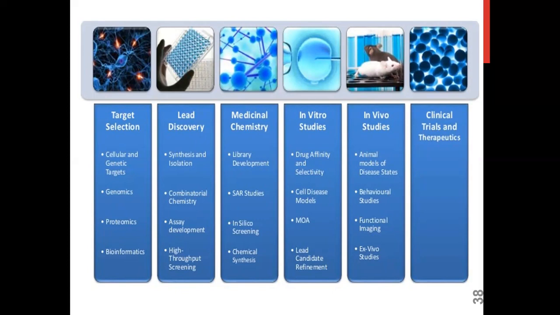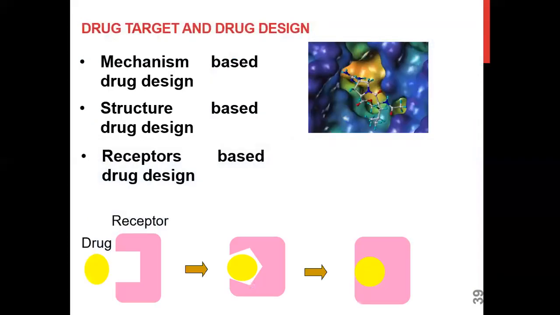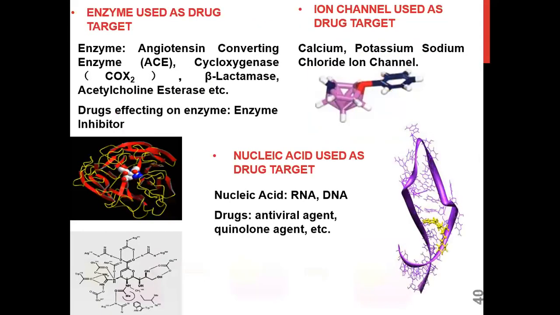In vitro studies after synthesizing, wherein drug affinity and selectivity are studied. Cell disease models are studied to identify the mechanism of action, and the lead candidate is refined. In vivo studies help in modeling of the drugs and studying animal models for the disease state. It includes behavioral studies, functional imaging, and performing ex vivo studies, which further involves clinical trials and therapeutics later on. So drug targets and development are based on three main approaches: mechanism-based drug design, structure-based design, and receptor-based design.